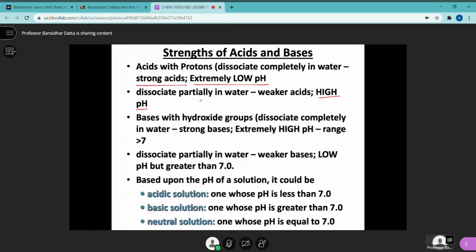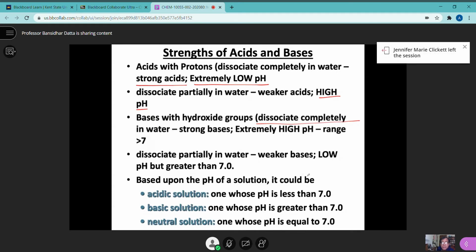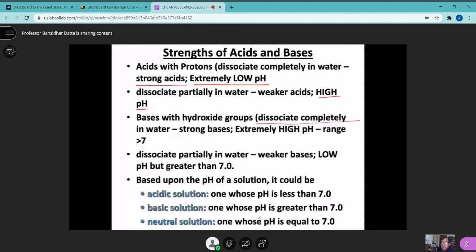Bases apply the same thing. If the bases dissociate completely in water, then these are strong bases, with an extremely high pH, range greater than 7. If they dissociate partially in water, they're weaker bases, with a lower pH but still greater than 7.0. Now, based upon the pH of a solution, it can be classified into 3 groups. Acidic solutions: when the pH of the solution is less than 7. If the pH of a solution is greater than 7, it's a basic solution. And if it is equal to 7, it is a neutral solution.